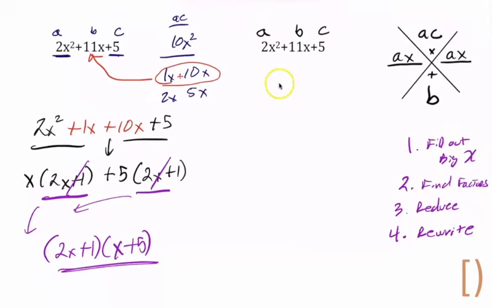So let's just do an example. If we're going to do this one, write my big X, we're going to fill it out. So we're going to multiply to get the AC, we're going to multiply 2 times 5. I don't need to add the x in this case.